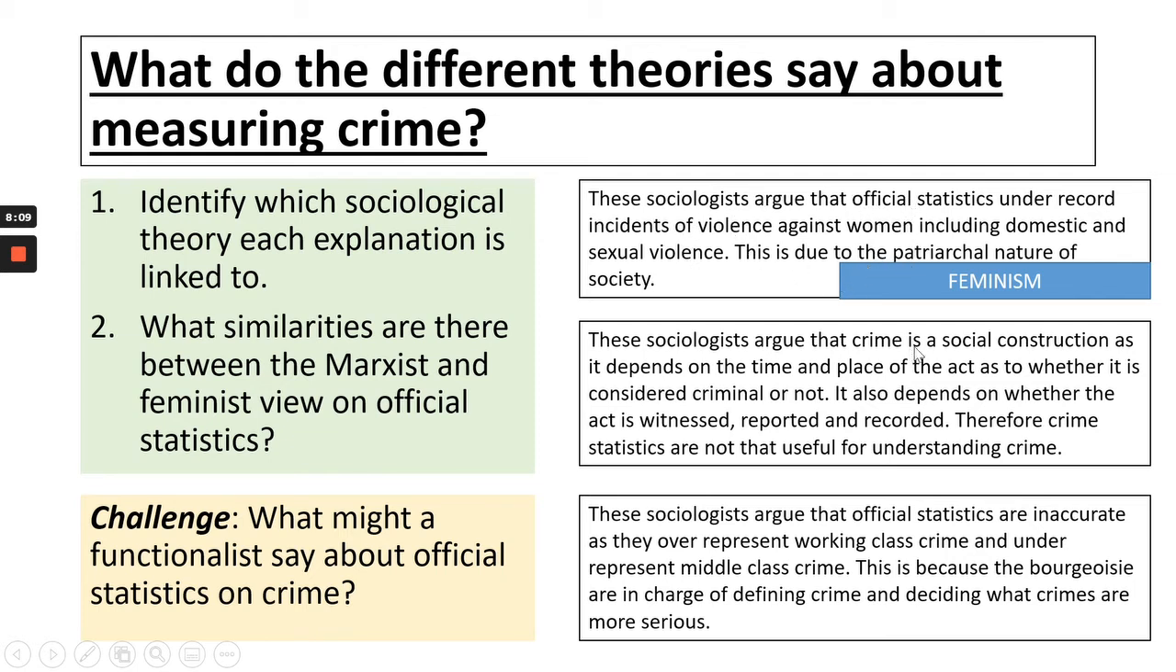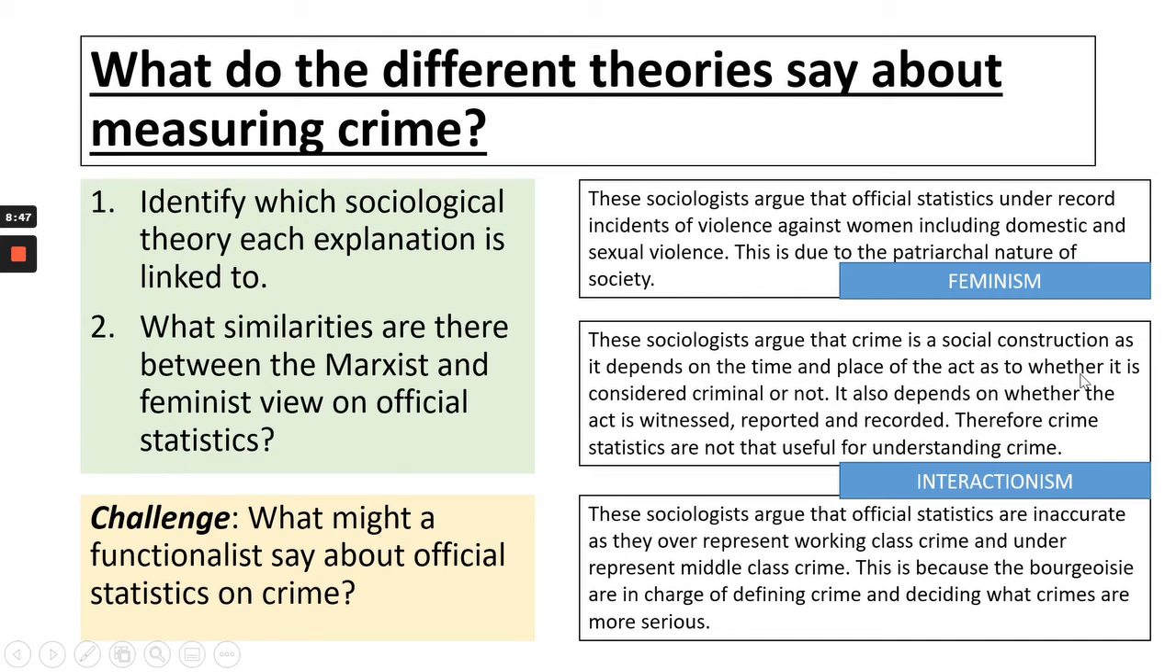The second one, these sociologists argue that crime is a social construction, as it depends on the time and place of the act as to whether it is considered criminal or not. It also depends on whether the act is witnessed, reported and recorded. Therefore, crime statistics are not that useful in understanding crime. So this one is known as interactionism. So some of us may or may not have heard of this. We did do it right at the start of last year, but our memories may be a bit rusty. But interactionism is all about anything to do with something being a social construct, and labelling theory also comes under interactionism.